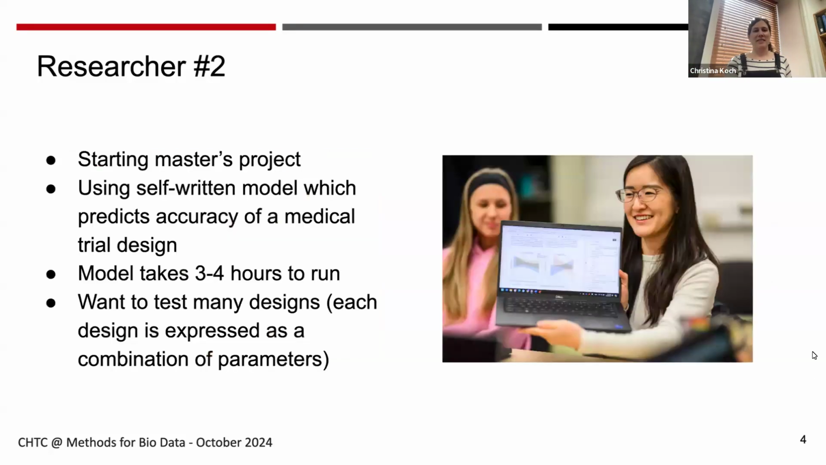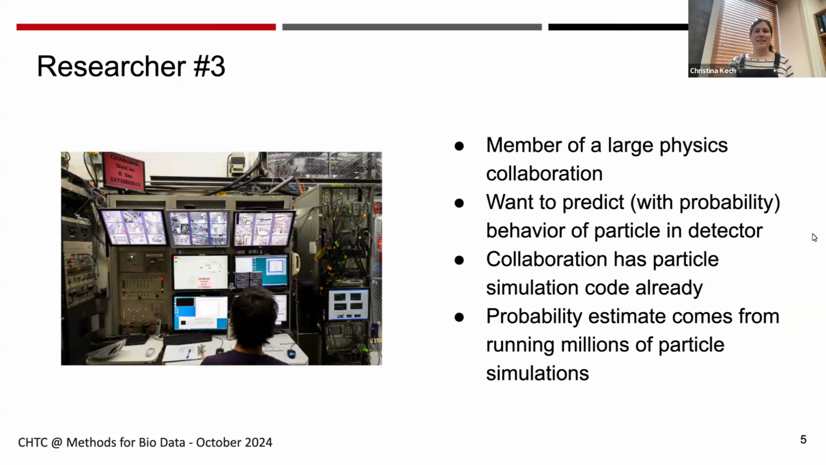Okay. Researcher number two is doing a little bit more of a modeling project for their master's degree. So they've written the code to run a model that predicts something. And it takes about 3 to 4 hours. And they want to try it with different inputs, different input designs, and then see how the model performs. Okay. Contestant number three, member of a physics collaboration. They want to predict particles in a detector. And they already have some simulation code that they need to run. And the prediction estimate comes from basically running millions and millions of simulations.